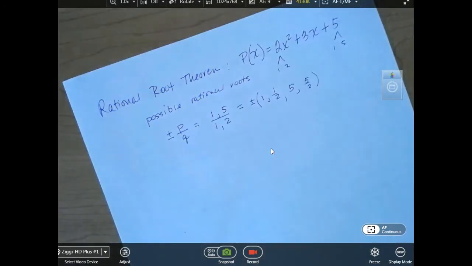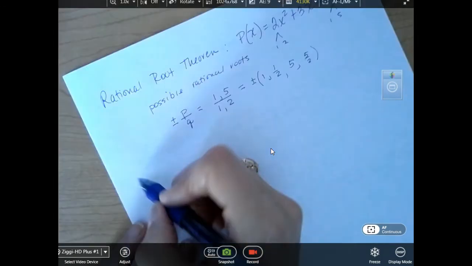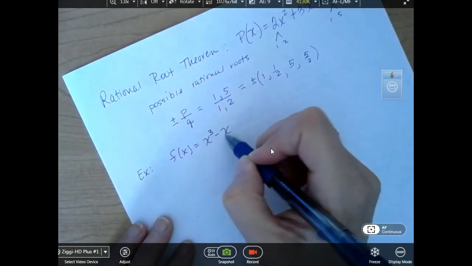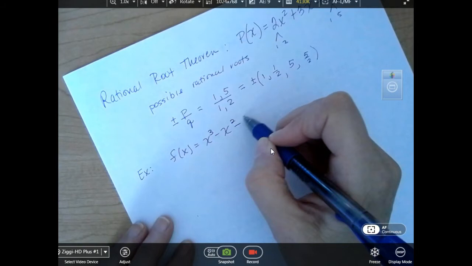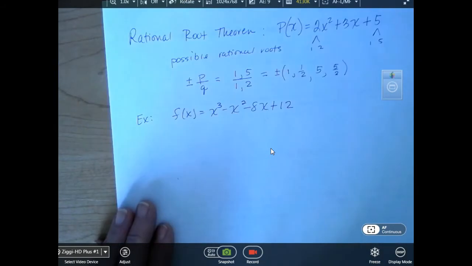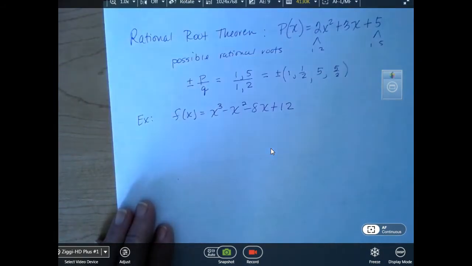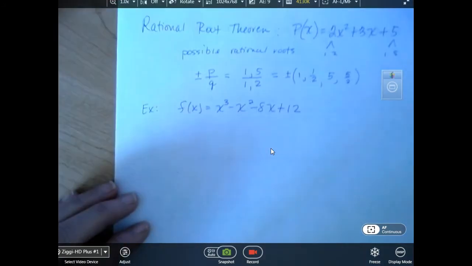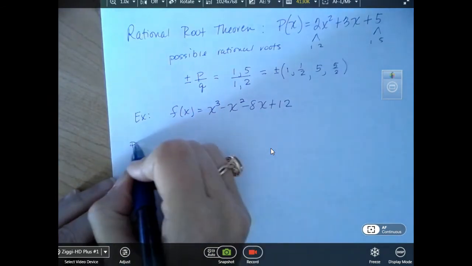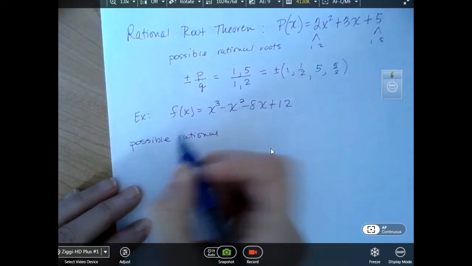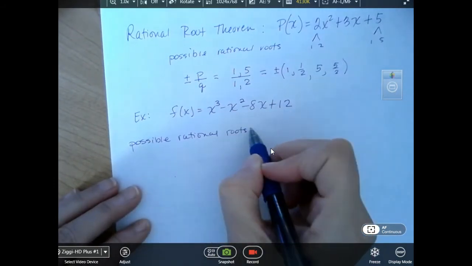So I have a polynomial function, and it is f of x is equal to x cubed minus x squared minus 8x plus 12. Now when you look at this, you see that that's not going to factor. A lot of these will not factor. So if it won't factor, you're going to have to list your possible rational roots. And remember, we're doing this without the calculator today. So our possible rational roots, and the word possible is very important. We don't know that these are roots. We have to test them.